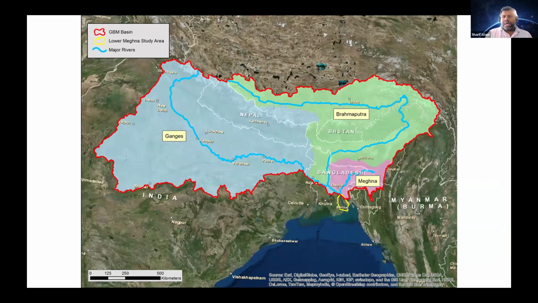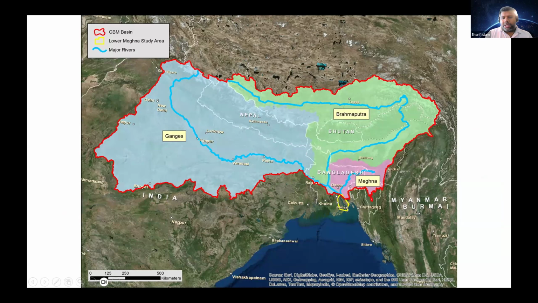One of the main things is the location itself. If you look at this figure, this red boundary shows the big basin called the Ganges-Brahmaputra-Meghna Basin, and it's one of the largest basins in the world. It has many rivers, and there are three big rivers: the Ganges, Brahmaputra, and Meghna. Bangladesh is located here, but the delta region is mostly located in Bangladesh and the West Bengal of India.